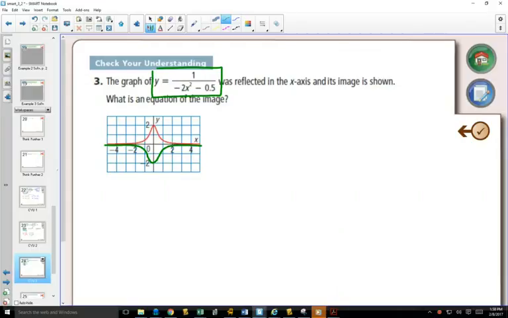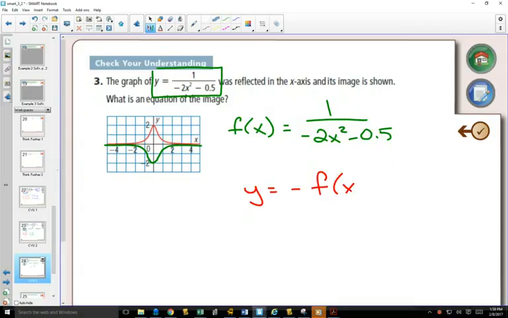And what I've been showing some of you as I've been coming around and doing some help is sometimes it's easier to use function notation, especially in this case, we've got a very complicated equation to start with. So if we simplify this and I rewrite this green equation in function notation, it would look like this. And our red equation is what happens when there is a negative outside of our function.